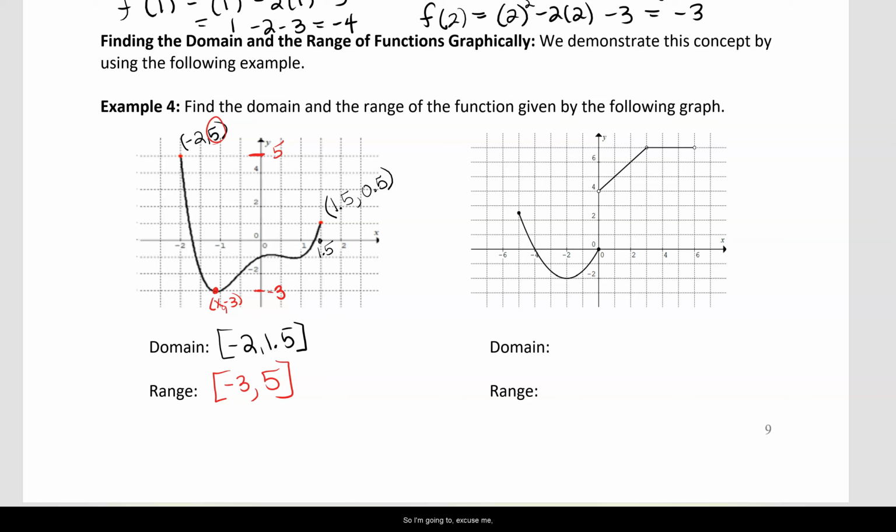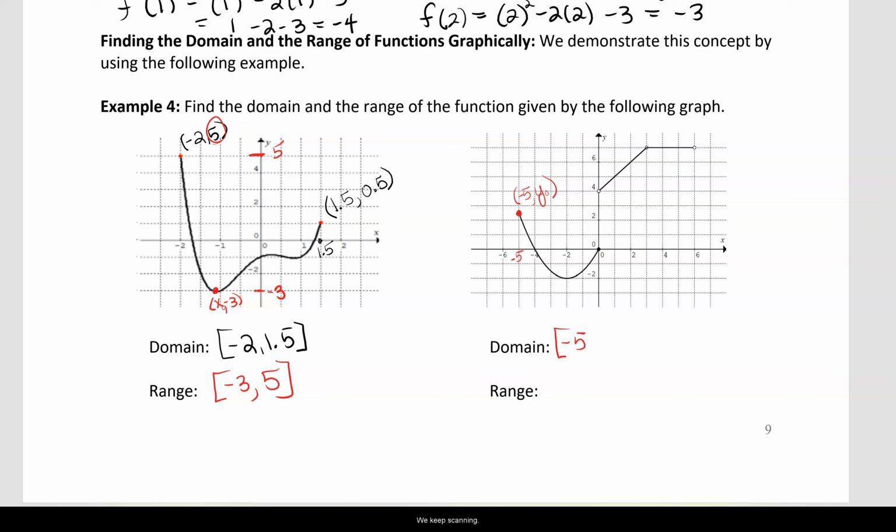So I'm going to do domain first. I'm going to start scanning from the left, moving across the x-axis. As I scan from the left, I'm going to go up and down, looking to see where this graph starts. And obviously the graph starts right here, and that is an x value of -5. So doing our domain, it doesn't matter what the y value is. I'm just going to call it y sub 0. Our x value is -5. That's where our function starts.